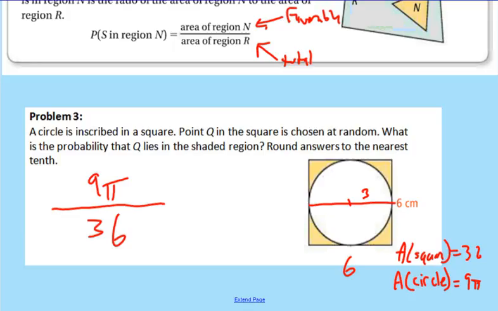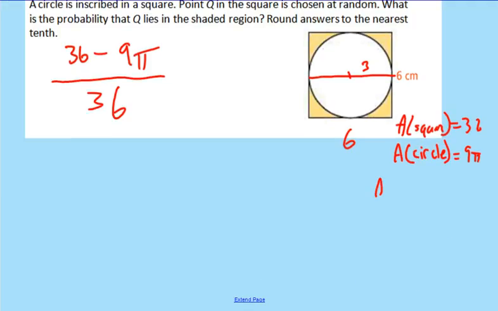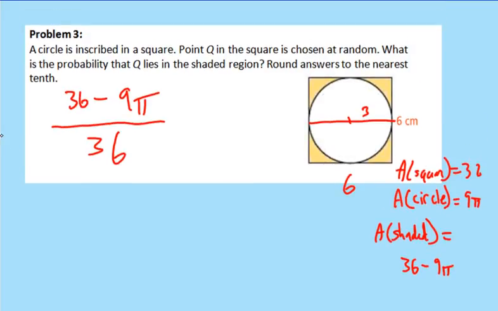But that's not what we're looking for. We're not looking for the area in the circle. We want to subtract that from 36. So essentially, the area of the shaded, let me just draw that here, would equal the area of the whole thing minus the area of the circle, which is 9 pi. And that's where we put that over 36. You can leave it at that for right now.